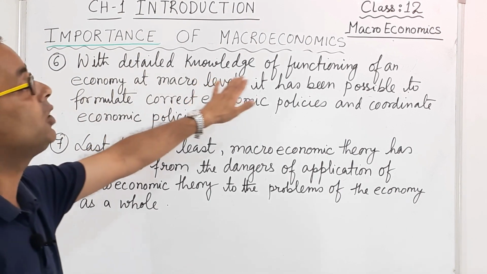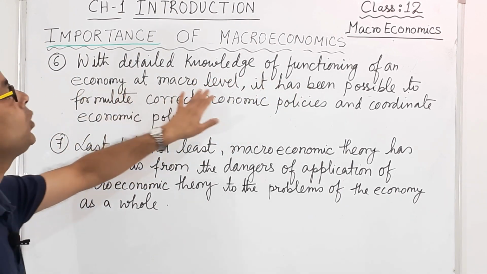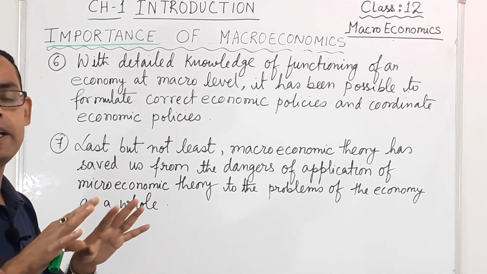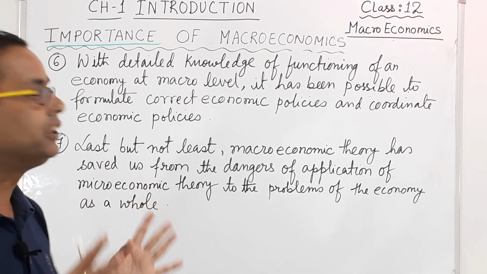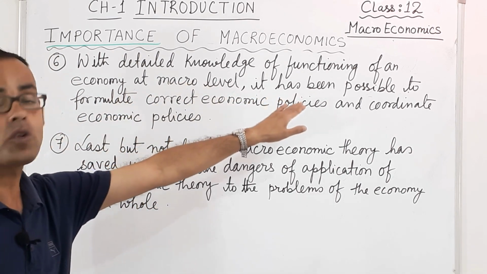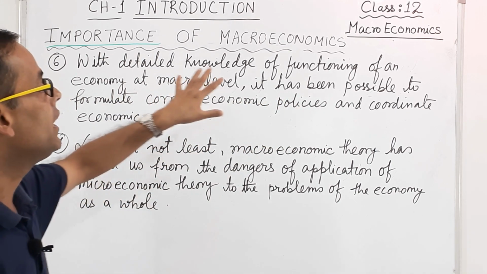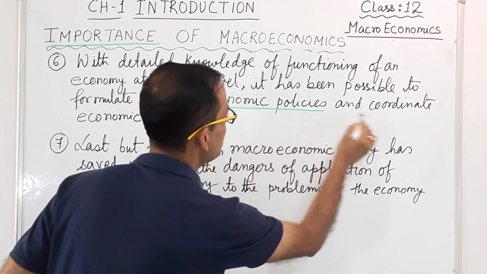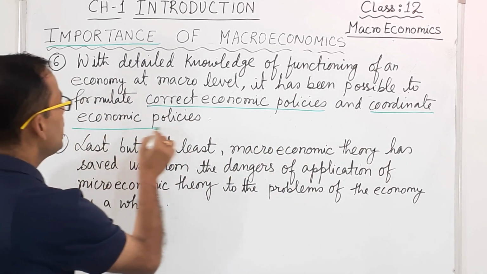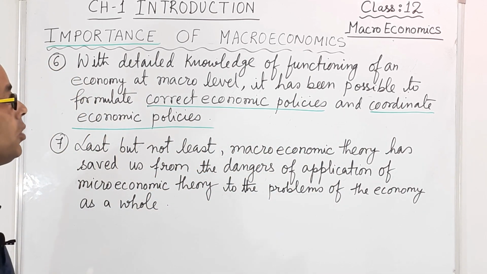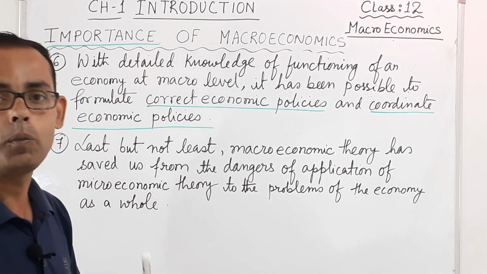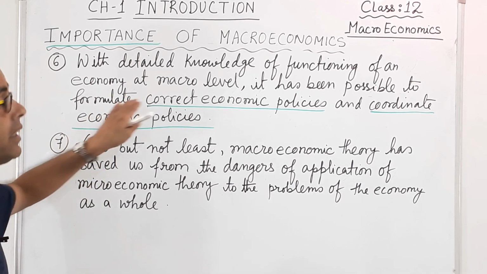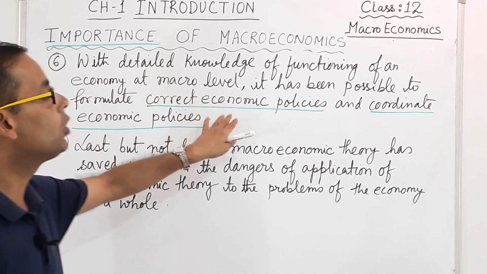Now the sixth point under importance of macroeconomics. With detailed knowledge of the functioning of an economy at the macro level, that means after understanding how the economy as a whole works or functions, what has been possible? Now it has been possible to formulate correct economic policies and coordinate economic policies. That means once we understand what the problems of the economy are, it is possible for us to make new and correct economic policies.